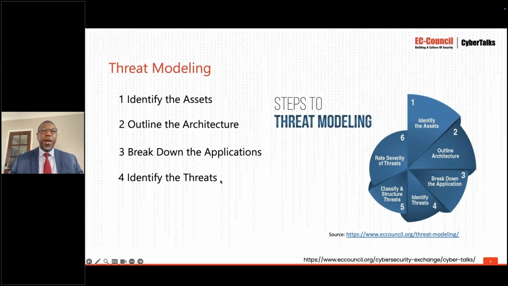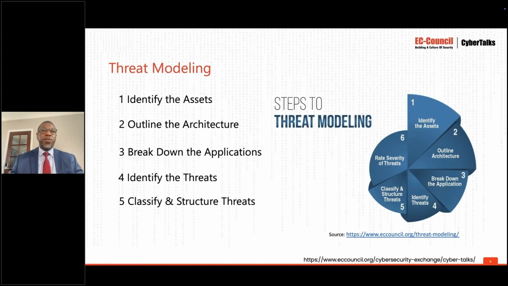You want to identify the threat. When we identify the asset, we have an outline. We are able to break down the application to understand the criticality of these applications. Then the next thing we want to do is identify the threat to these applications. So once we identify the threat to these applications, then we can move to the next phase where we can classify and structure the threat.